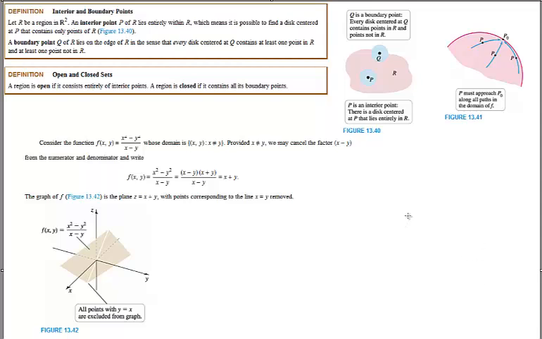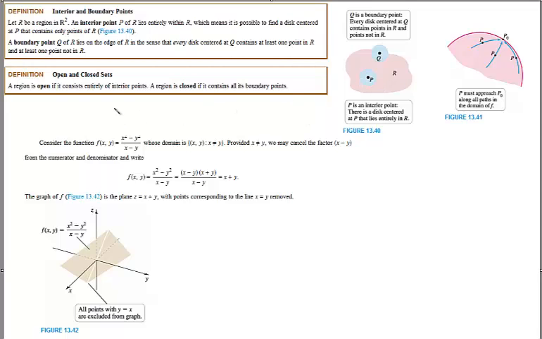Alright, let's discuss interior and boundary points. They do this by looking at this definition where Q is a boundary point if no matter what disk I make about Q, there's going to be points that are in R and some that are not in R, so therefore it must be a boundary point. There's some disk in P, with P as the center, where I can make a disk and all of these points will be in R, so P would be an interior point.